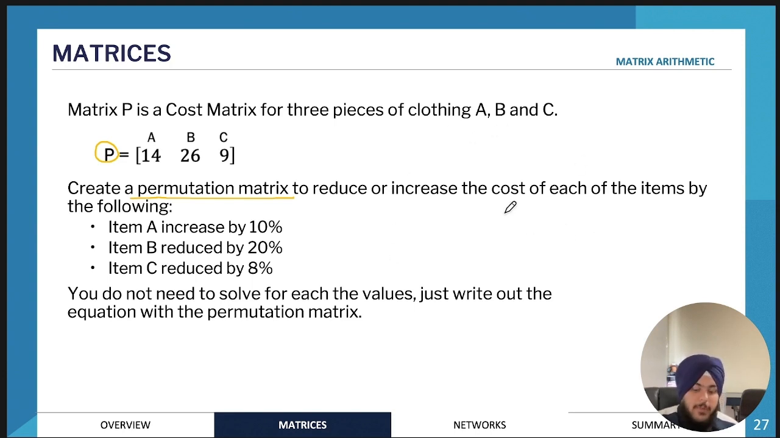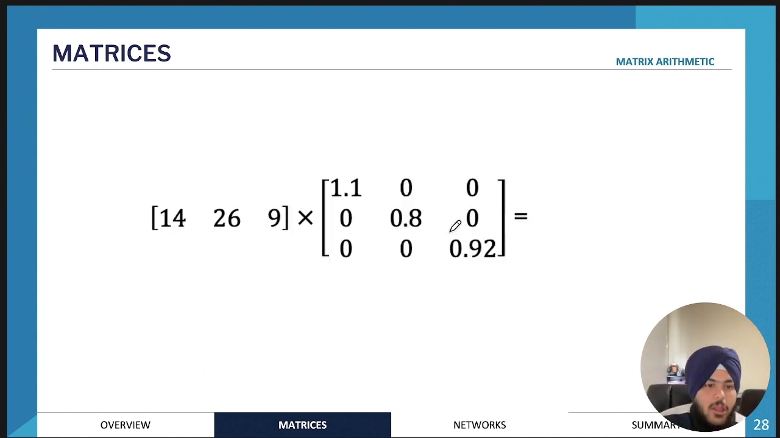Essentially what we're doing in this question is marking up the price of these items, or marking down in some cases. So for example, A, we want to increase by 10%. B, we want to reduce by 20%. And C, we want to reduce by 8%. So this would be the answer here. We have the cost of the items, and then we multiply it by the permutation matrix.